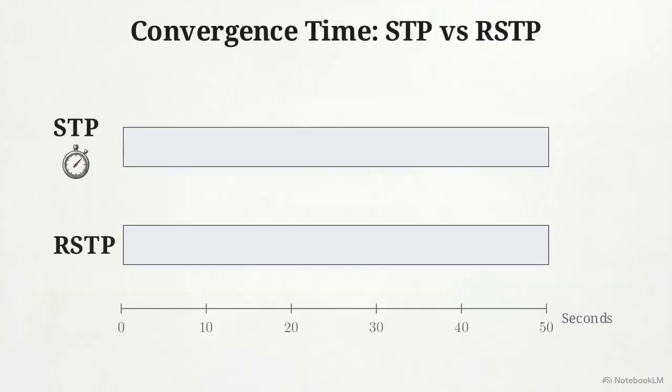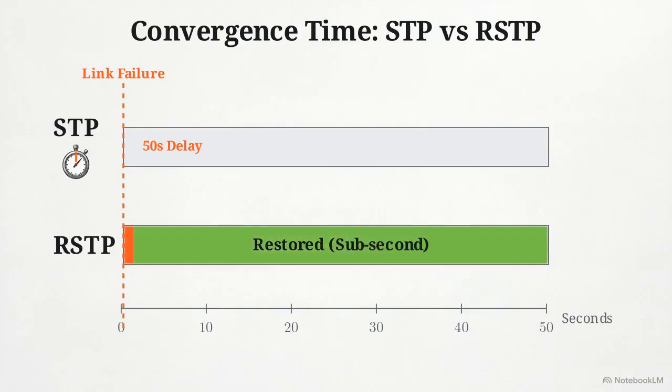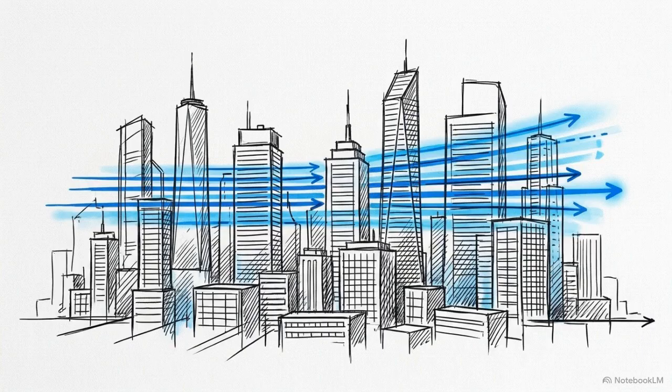To eliminate this latency, network engineers developed the Rapid Spanning Tree Protocol, or RSTP. Looking at this timeline comparison, by redesigning how switches transition and communicate, RSTP drops that recovery delay down to a fraction of a second. Modern infrastructure requires the network architecture to manage loop prevention without compromising real-time data availability.